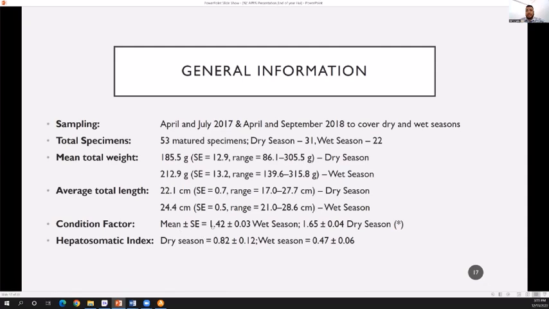And we did find a significant difference for the condition factor between the dry and wet season sample groups. But I will talk about this in a bit.